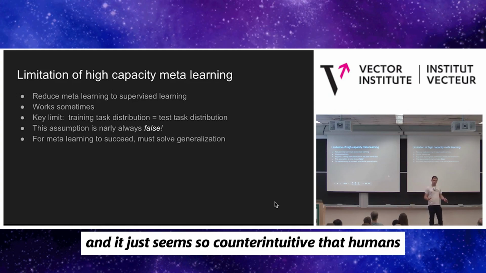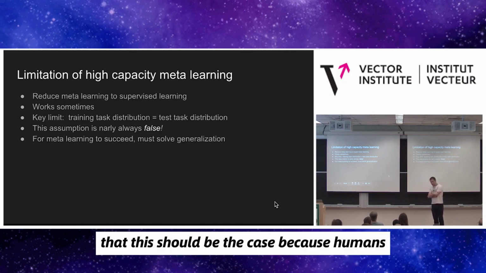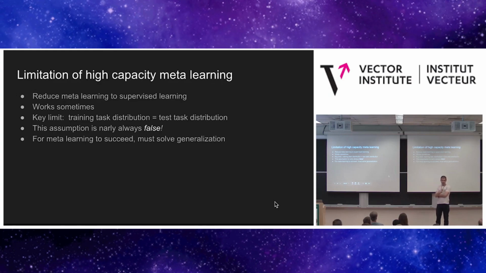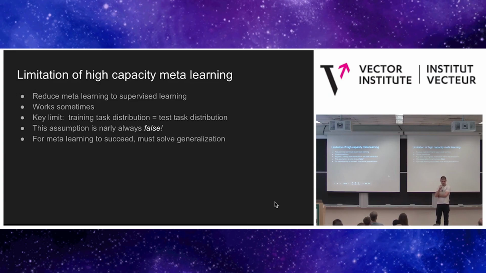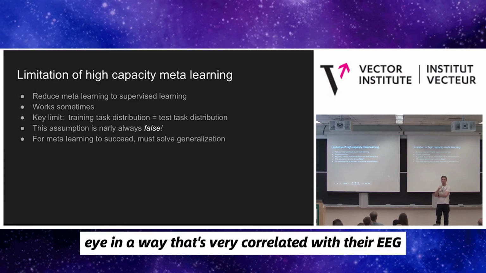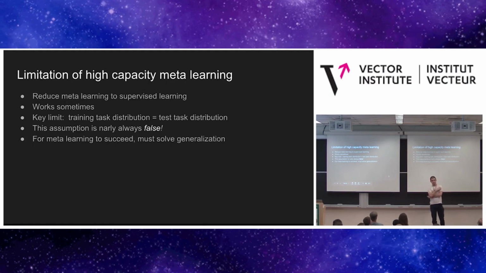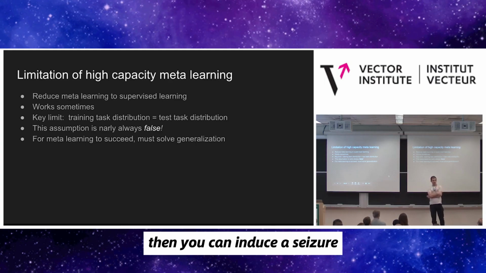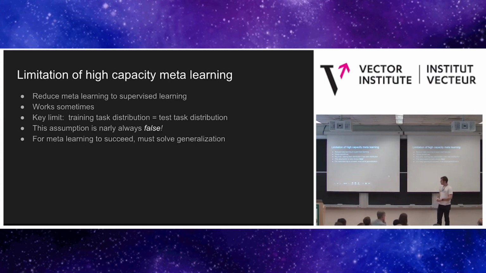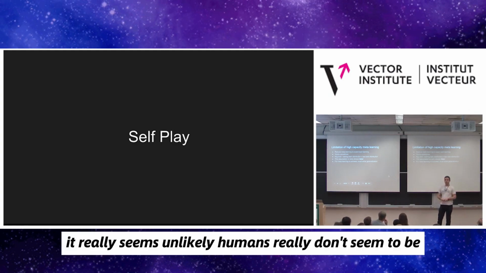And it just seems so counterintuitive that this should be the case, because humans seem to be a lot more immune. Although it turns out that if you flash a light into a person's eye in a way that's very correlated with their EEG, then you can induce a seizure. So maybe that's an adversarial example for humans. But it really seems unlikely.